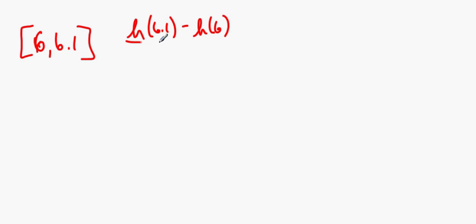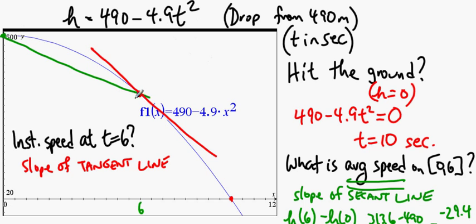Consider a very small interval around 6. Let's consider the interval from 6 to 6.1. And let's do the height at 6.1 minus the height at 6 over 6.1 minus 6. This is the change in height. This is the change in time. Let's look at it in a very small interval, because then I could say that the slope between 6 and 6.1 is pretty much the slope of the tangent line.